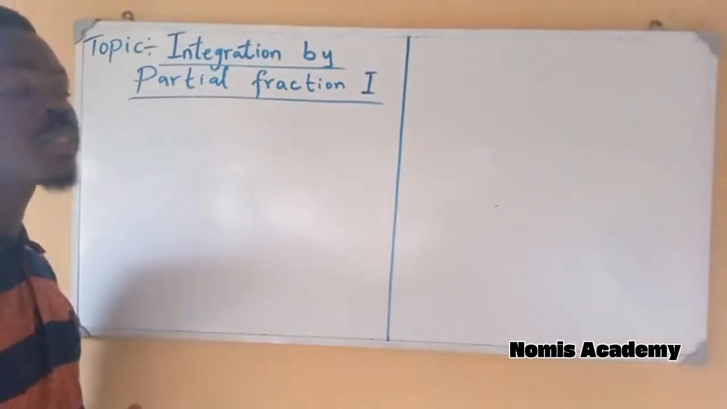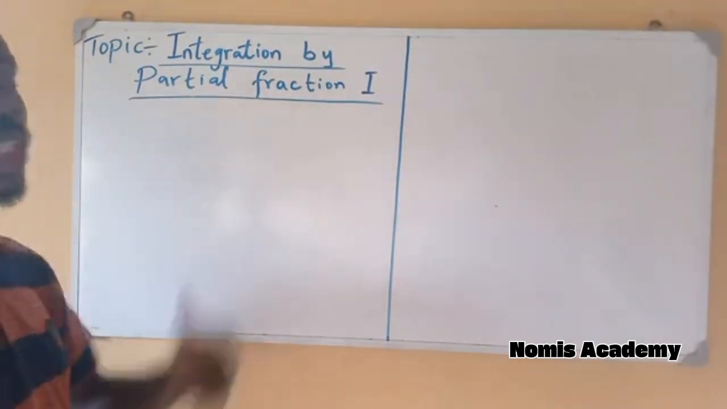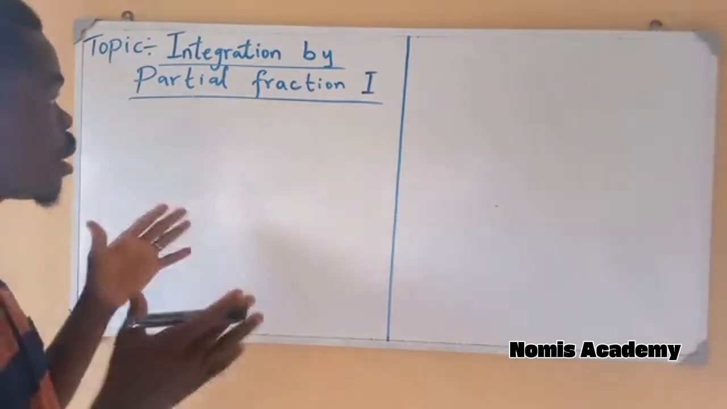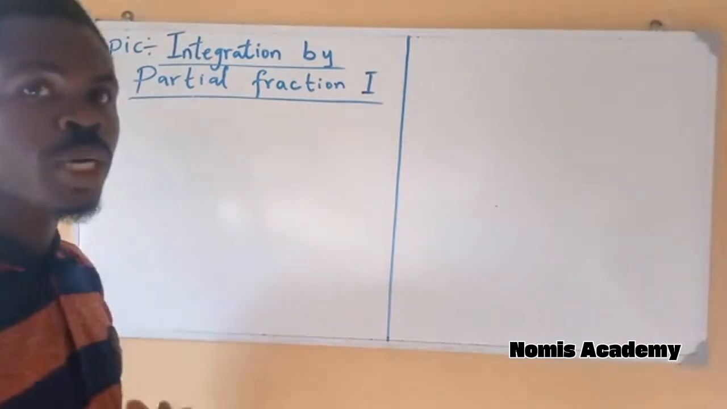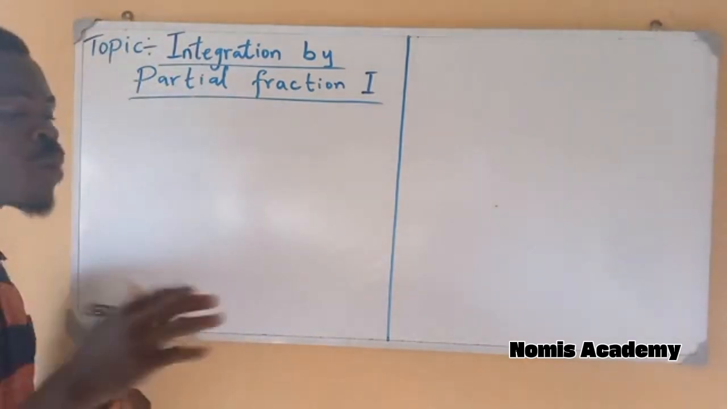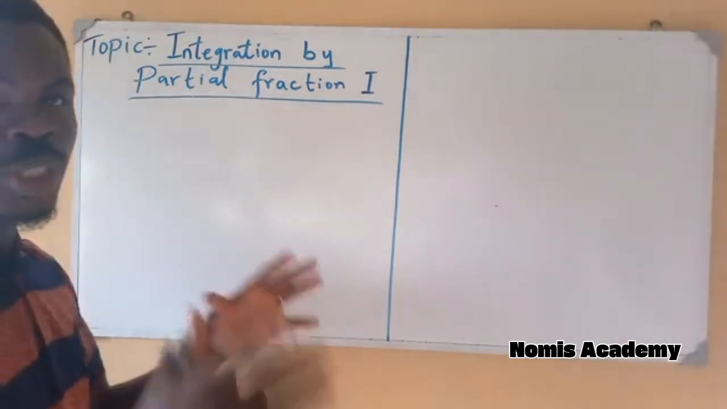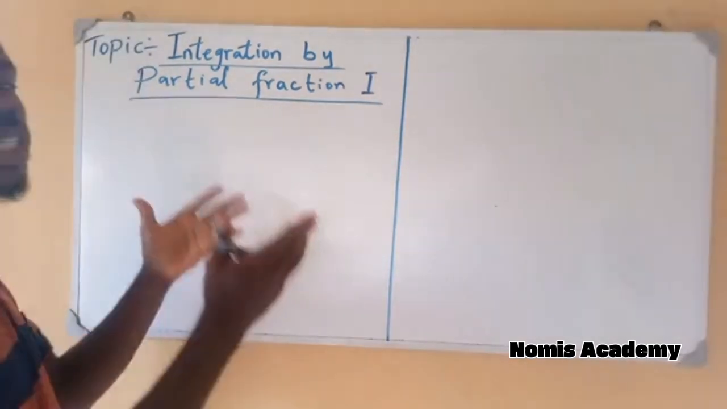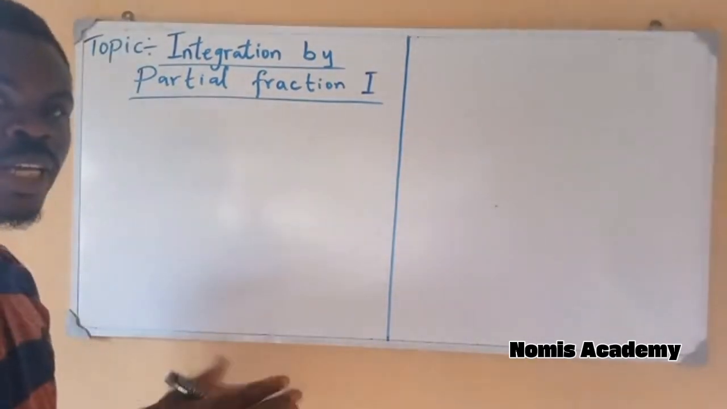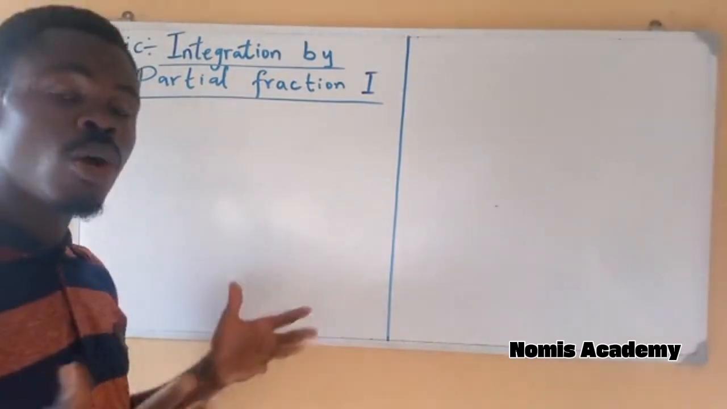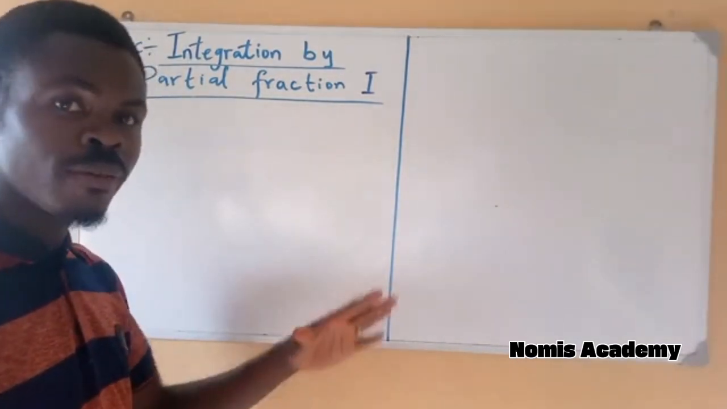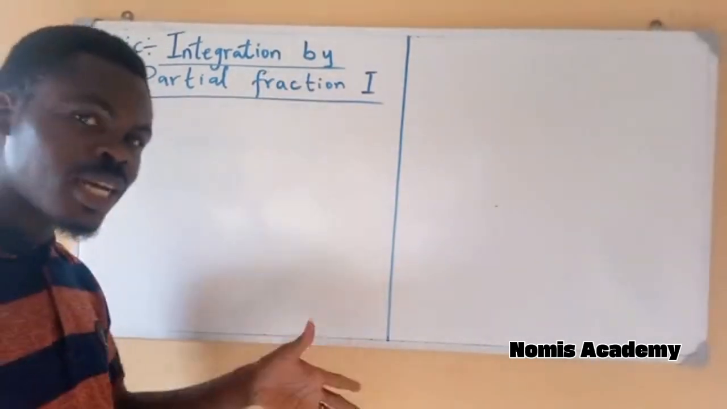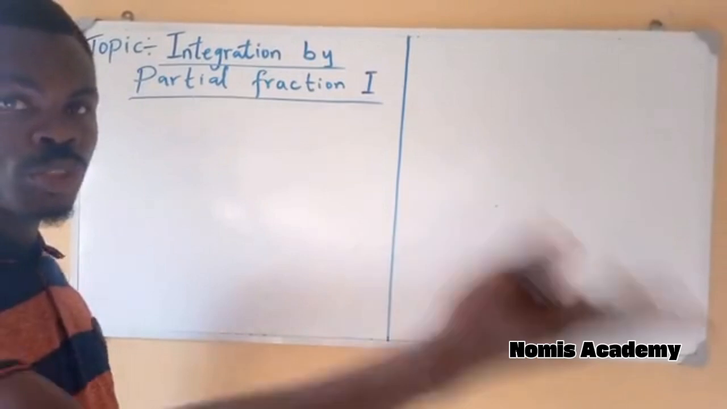Today we are looking at integration by partial fraction. There are different forms of partial fraction, but in this video we are going to consider one of them. When a rational expression is not in the standard integral form, the only thing we can do is to resolve that fraction, which is called a composite fraction, into partial fractions. That will make the partial fractions be in the standard integral form, and then we integrate from there.